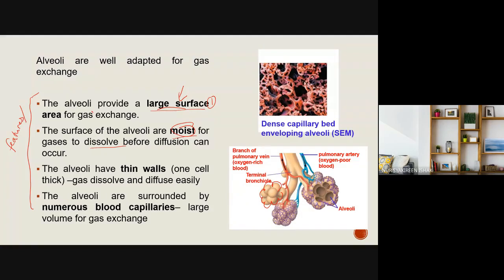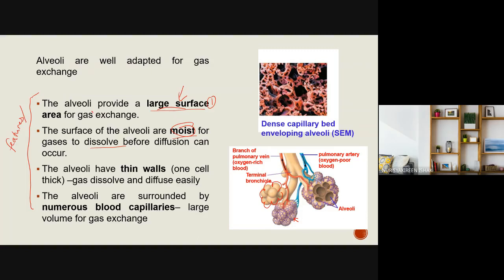So the alveoli have thin walls. The wall of the alveoli is one cell thick. Same goes for the blood capillaries. The blood capillaries surrounding the alveolus are also one cell thick. So the distance for the gas to diffuse through is only two cells thick: the wall of the alveolus and the wall of the blood capillaries.